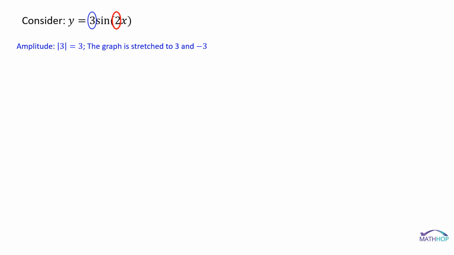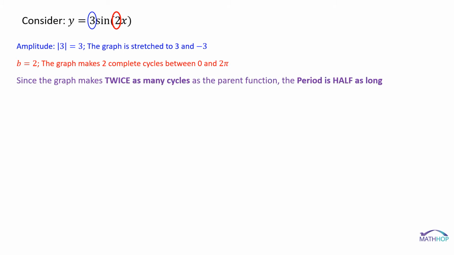The 2 tells us that where there used to be 1 complete sine curve, there will now be 2. Since B is 2, this will make 2 complete cycles where there used to just be 1, meaning the period is going to be smaller. In fact, since we're making twice as many cycles as the parent function, the period will be half as long. The period formula is 2 pi over B. Doing 2 pi over 2, you see the period is pi. It makes sense that to see twice as many sine cycles, you would have a period half as long.